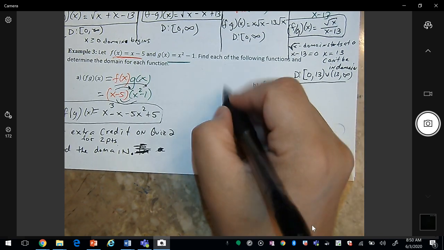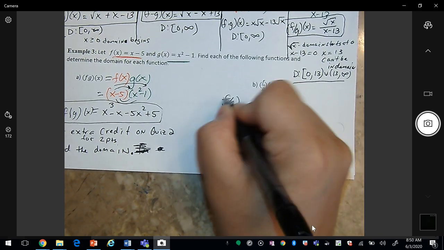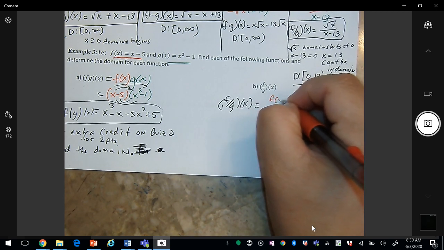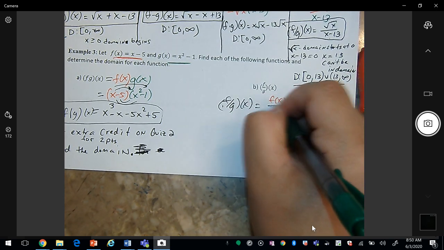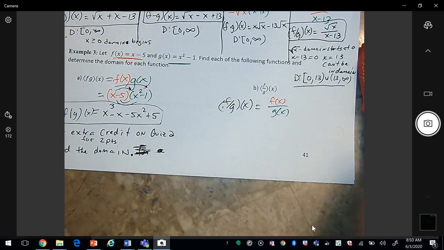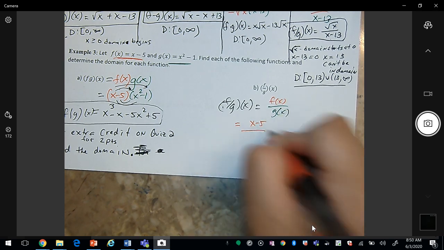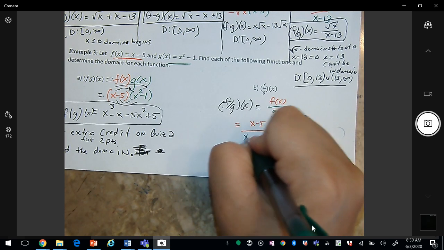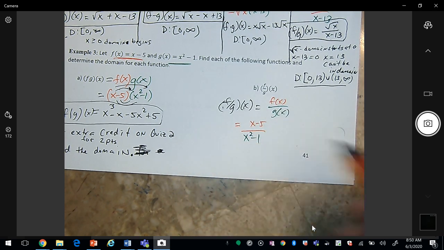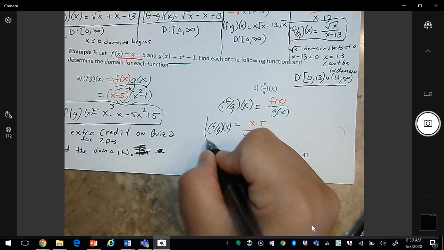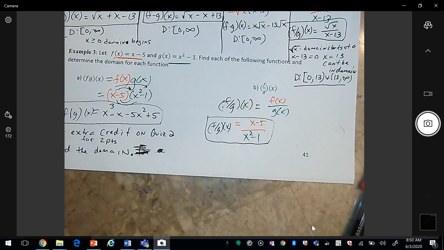Let's look at B. So f over g of x can be written as f of x divided by g of x. f of x is x minus 5. g of x is x squared minus 1. I can't simplify anymore. So my answer is x minus 5 divided by x squared minus 1.